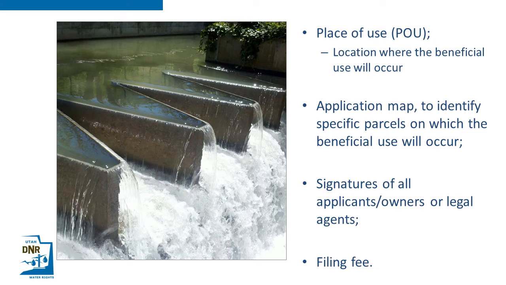If you are filing on a share or if you have shares in an irrigation company, the irrigation company is considered a party to the application and will also need to sign. If you are listed as joint tenants with somebody on the water right, both joint tenants will need to sign. Please note there is a filing fee for all applications.